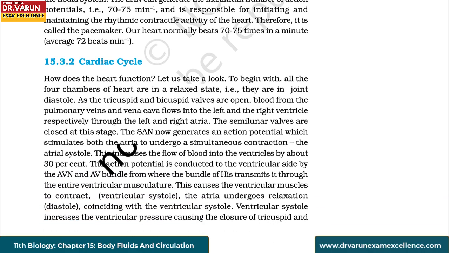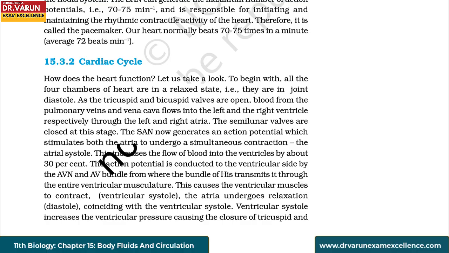Cardiac cycle. How does the heart function? Let us take a look. To begin with, all the four chambers of the heart are in a relaxed state, that is, they are in joint diastole. As the tricuspid and bicuspid valves are open, blood from the pulmonary veins and vena cava flows into the left and the right ventricle, respectively, through the left and right atrium. The semilunar valves are closed at this stage.